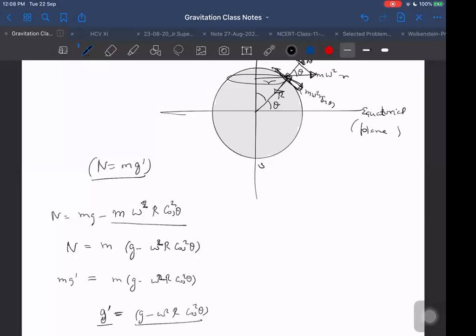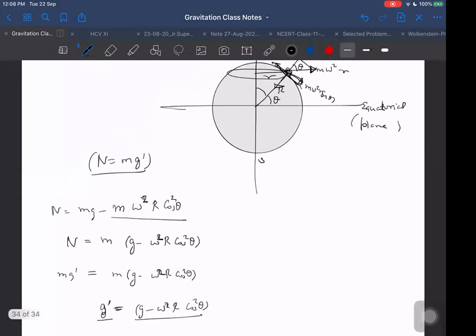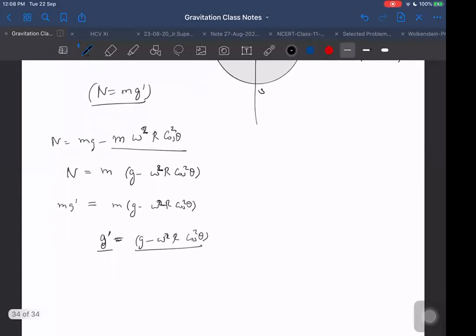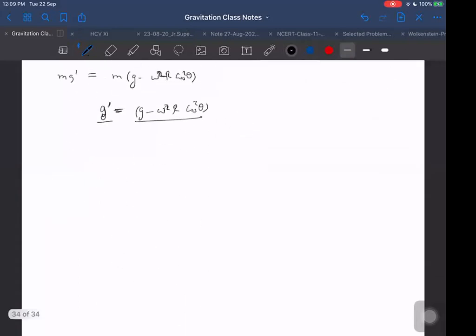Apparent gravity varies with omega, and also varies with the latitude, the angle of latitude. At the equator, cos theta will become 1, and apparent gravity will become g minus omega square r. At the equator, that will be the apparent gravity.